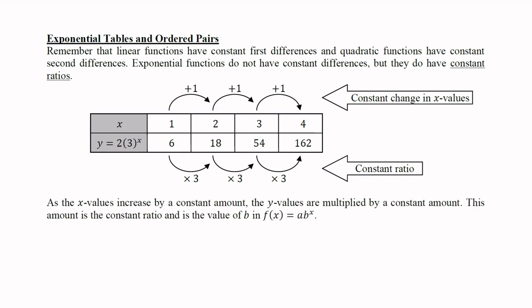As the x values increase by a constant amount, the y values are multiplied by a constant amount. This amount is the constant ratio and is the value of b in our form ab to the x.